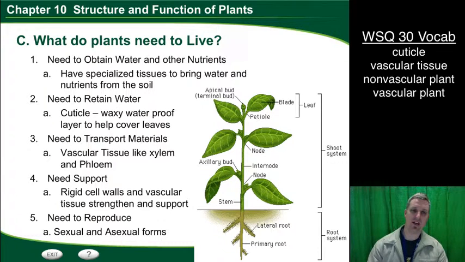So there are some things that they need. Five things really important. One, they need to obtain water and other nutrients. They're very dependent upon water, and they have to get it first. So they have specialized tissues like roots that actually bring water and nutrients from the soil. On the roots, we're going to learn about the root hairs, smaller little structures that allow them to extract even more water from the soil.